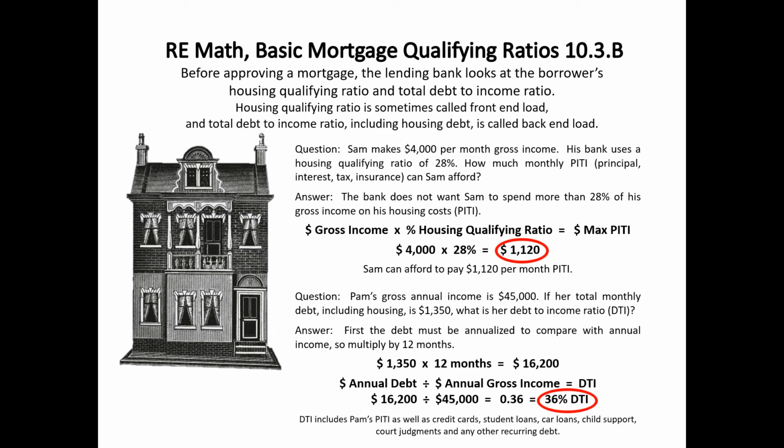Before approving a mortgage, the lending bank looks at the borrower's housing qualifying ratio and total debt-to-income ratio. Housing qualifying ratio is sometimes called front-end load, and total debt-to-income ratio, including housing debt, is called back-end load. Question. Sam makes $4,000 per month gross income. His bank uses a housing qualifying ratio of 28%. How much monthly PITI can Sam afford?